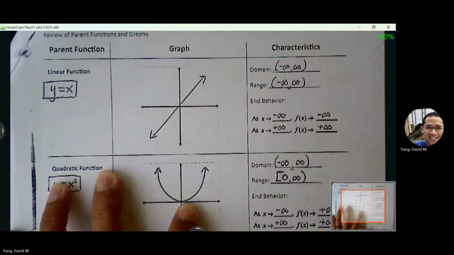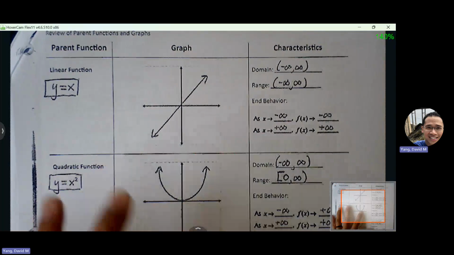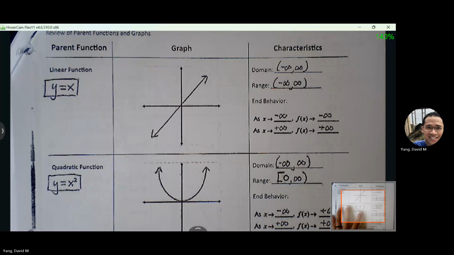So first up is a linear function. A linear function's graph has either a positive slope or a negative slope. That slope is going to remain constant throughout the entirety of the graph. So a parent function would be y equals x. Domain and range cover all real numbers.